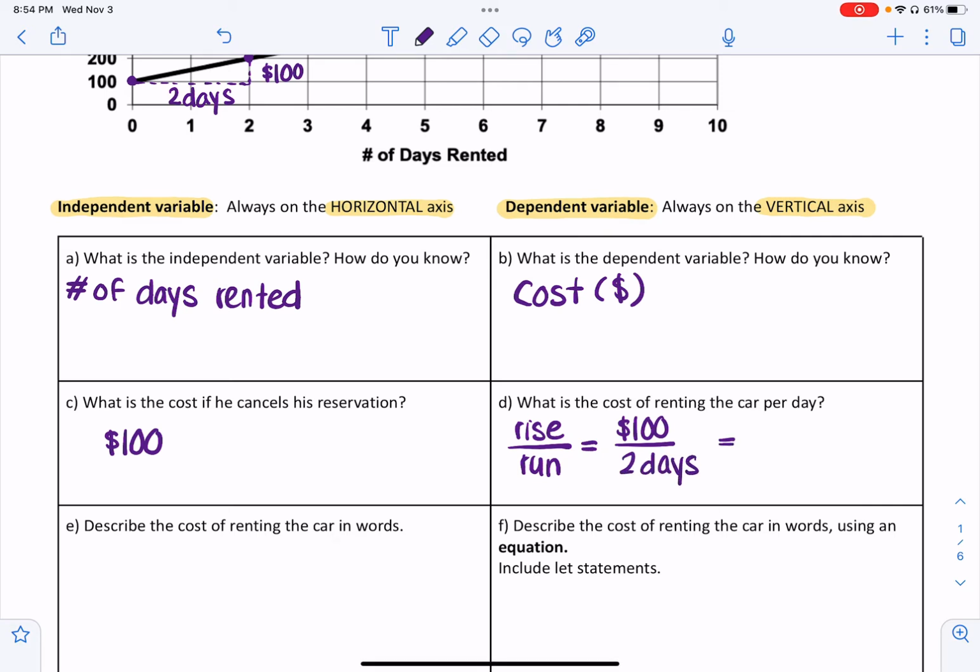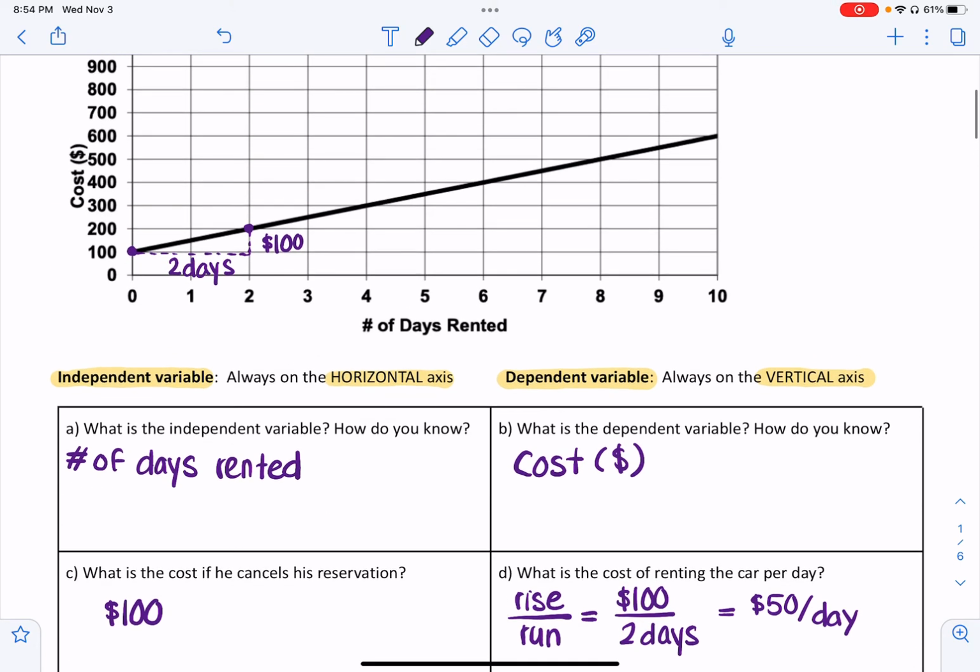Now, just like lesson 1, we always want to reduce this wherever we can. So $100 over 2 days is the same as $50 for one day or $50 per day. And if I look at the graph, $50 per day makes sense. After one day, this must be 50. After 2 days, I'm up to 100. After 3 days, this must be 150. Then I'm at 200. So each day, I'm paying an additional $50.